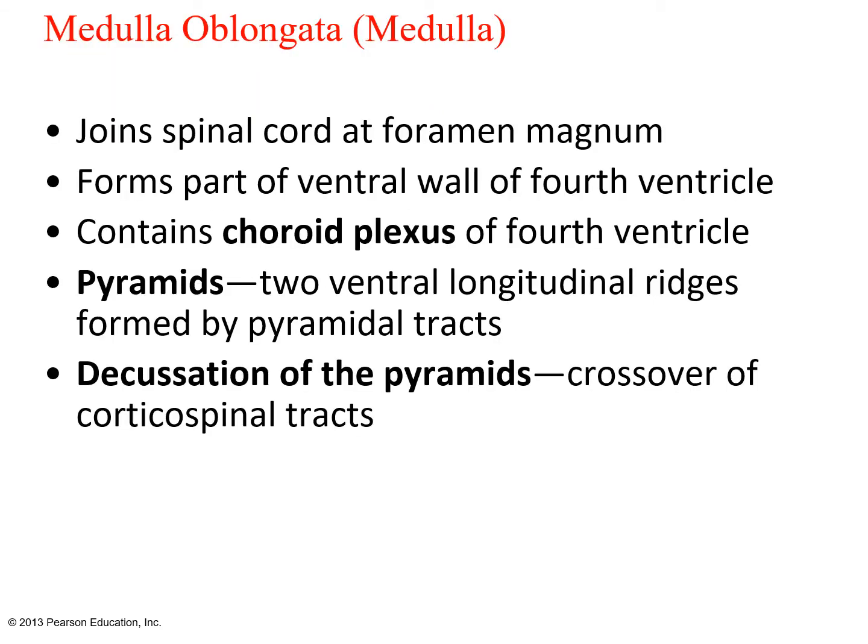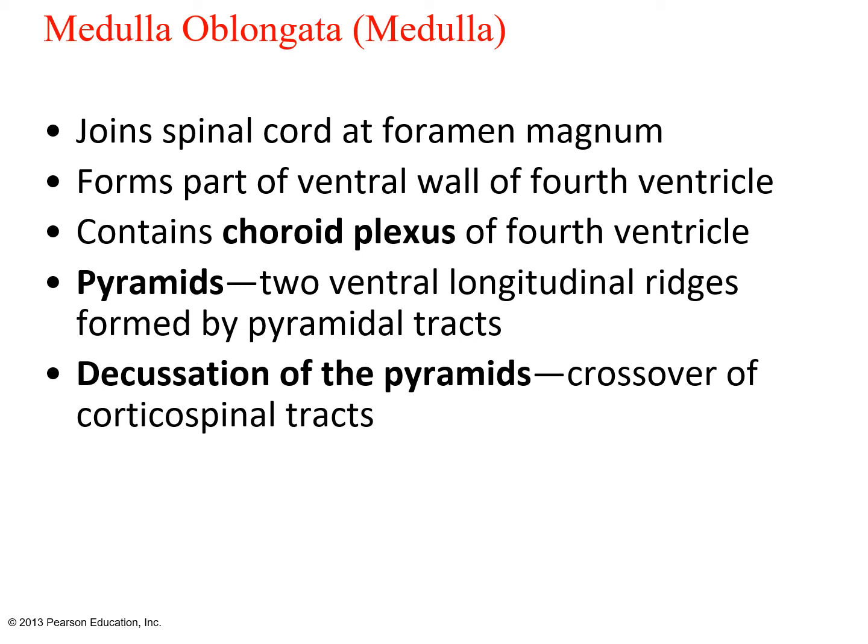The medulla oblongata joins the spinal cord at the foramen magnum. So this is the very lowermost part of the brain. It forms part of the ventral wall of the 4th ventricle, and it also contains the choroid plexus of the 4th ventricle, and the choroid plexus is responsible for producing cerebrospinal fluid from blood plasma.